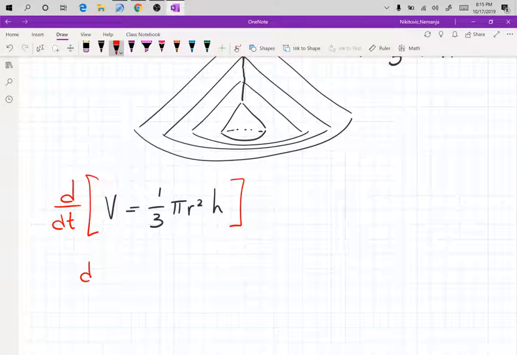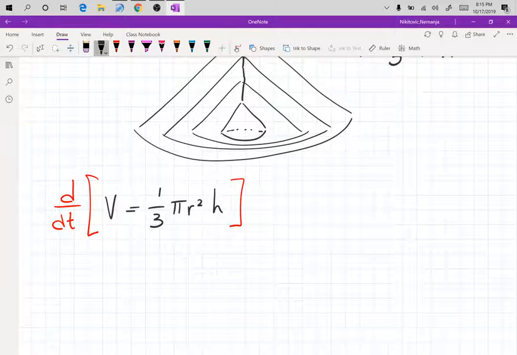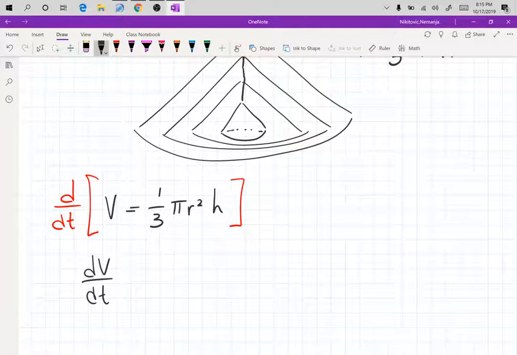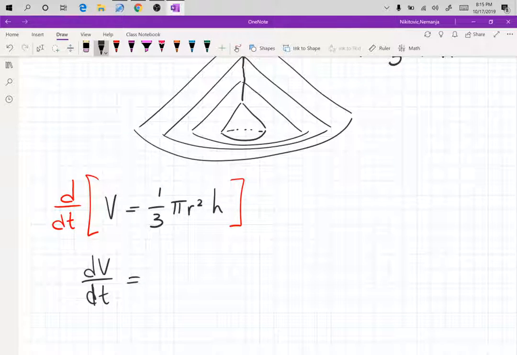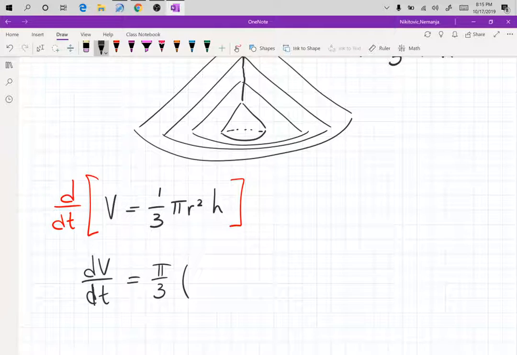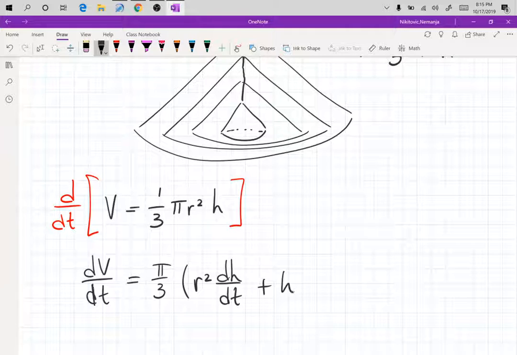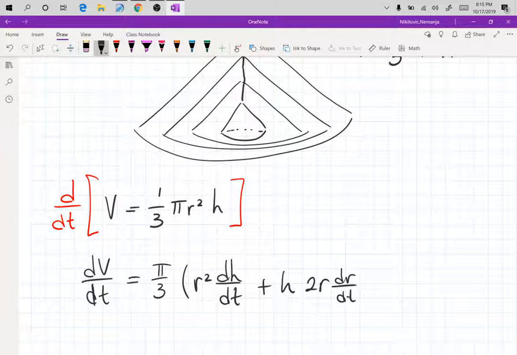Okay, so now we have dV/dt, which is change in volume in time, and guys, you know what this is because that's what's coming in on the conveyor belt. It is equal to pi over 3, that's a constant. And now what do I have inside? Well, the derivative of r squared times h. Copy the first, it's a product rule. Derivative of h is dh/dt, plus copy the second, which is h, times the derivative of the first, which is 2r dr/dt. So now I have the derivative, which is my related rate.